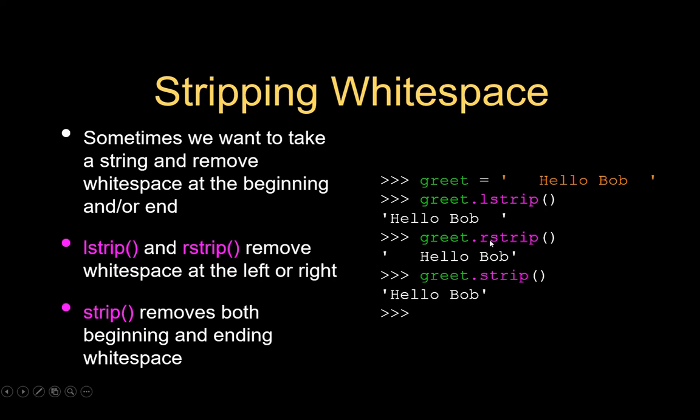We call this other function, which is rstrip. It's going to strip the right portion of it. So you see the output is our string without the space on the right anymore, but the left side still has it. And if we call the strip function, it's going to strip the spaces at the beginning and the end of the string, and it's going to give us hello Bob without any spaces.